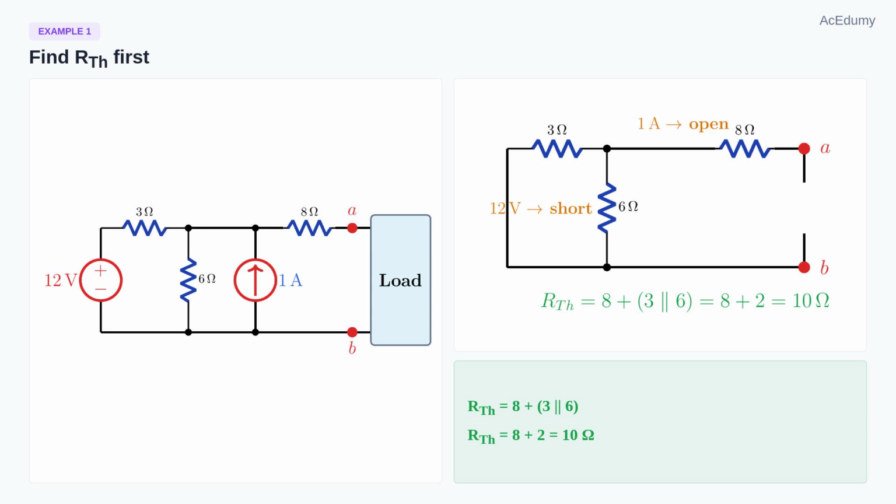For R Thevenin, turn off the sources. The 12-volt source becomes a short circuit, and the 1-amp source becomes an open circuit. Looking from A to B, the 8-ohm resistor is in series with 3 ohms in parallel with 6 ohms. So R Thevenin is 8 plus 2 equal to 10 ohms.